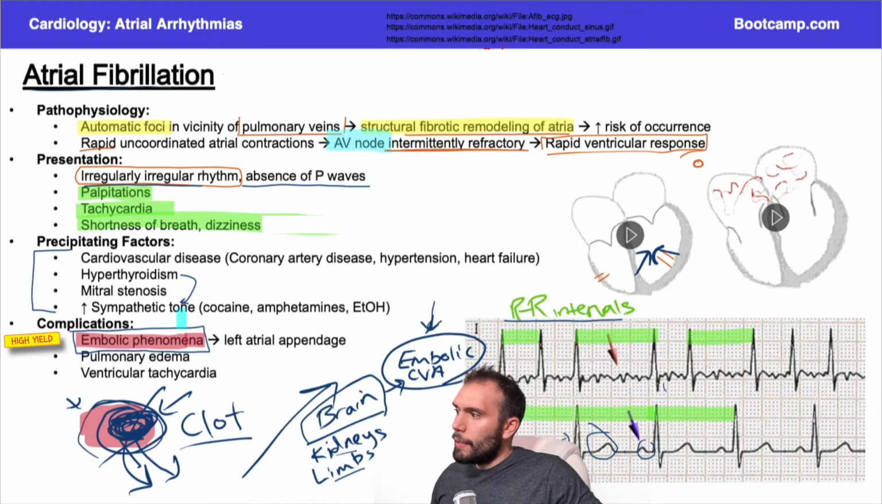The classic place that these emboli tend to form is the left atrial appendage. So just remember that. That's particularly high yield to remember.